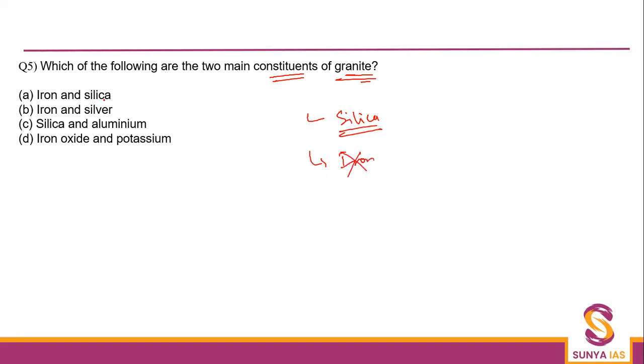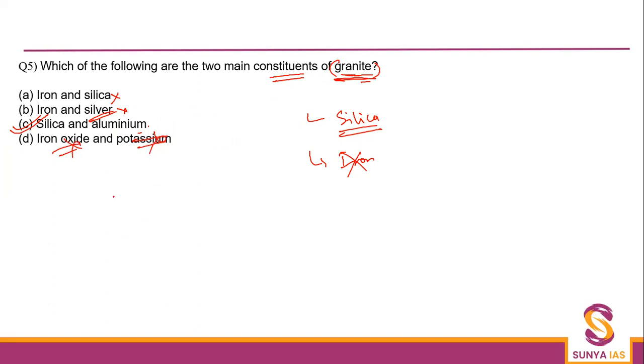So here the first statement is given which is saying iron and silica. So this is incorrect. Second is iron and silver. Silver, you have never heard that granite में silver होगा. Neither have you heard that granite is a hematite ore. ठीक है, तो iron and silver both are eliminated. Silica and aluminium, this is the correct option over here. Okay, because the lava which is coming on, it has a lot of silica and aluminium in it, from which the granite is formed. Okay, iron oxide again is not correct, and potassium, no. Silica is definitely present over there.